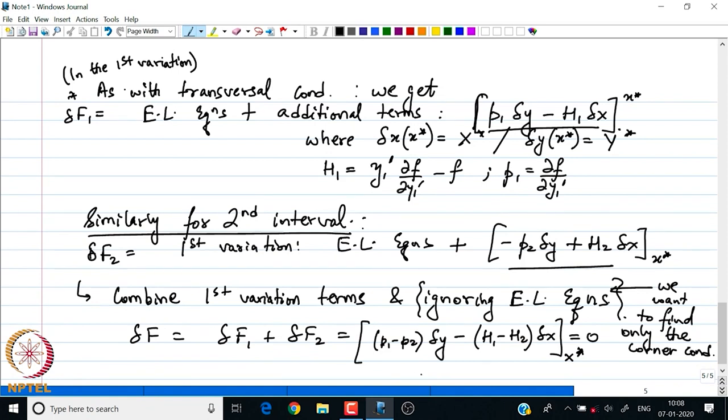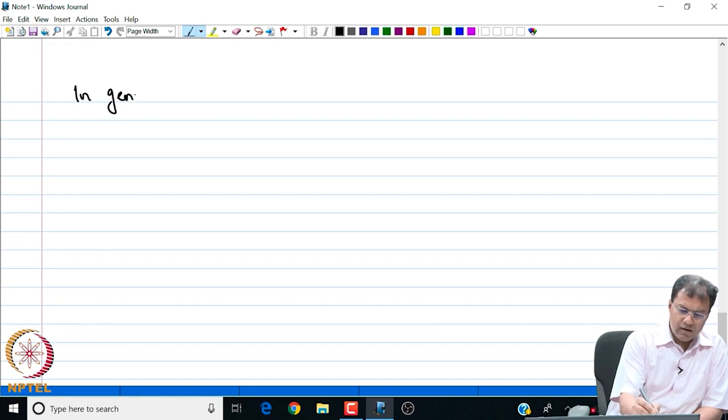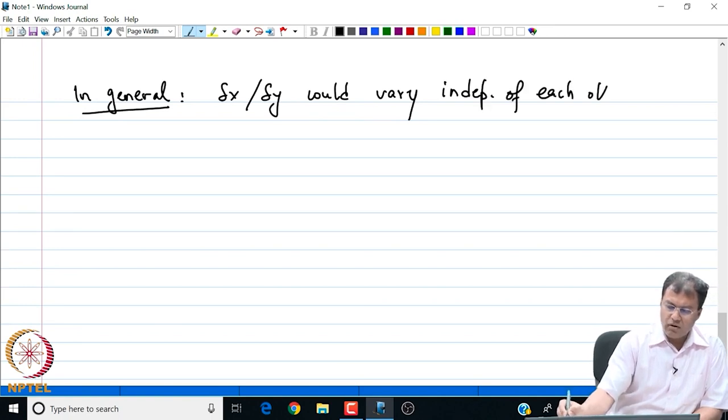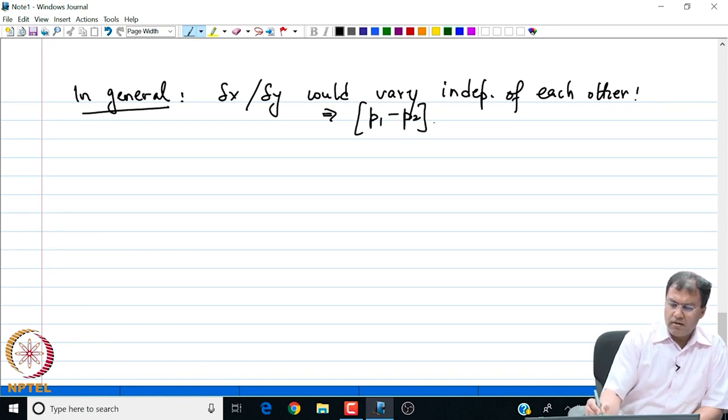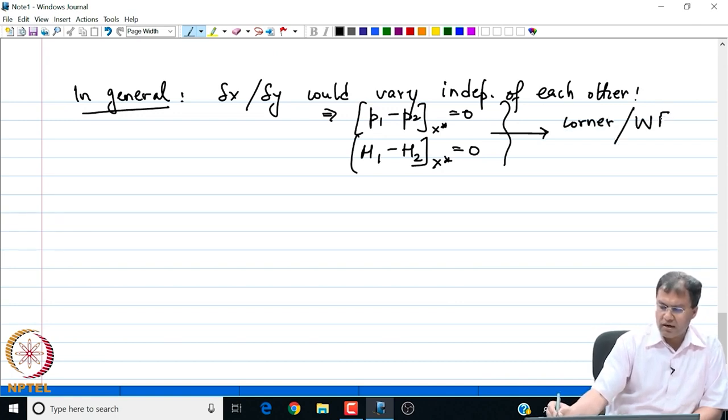So, from here, let me call this the combined condition that we have at the corner. We could have one quantity varying independent of the other quantity to get two sets of corner conditions. In general, delta x and delta y could vary independently of each other, right. Not necessarily they are combined, and then the coefficients at the corner conditions would be separately 0, and hence that gives me my corner conditions, the so called Weierstrass-Erdmann conditions.